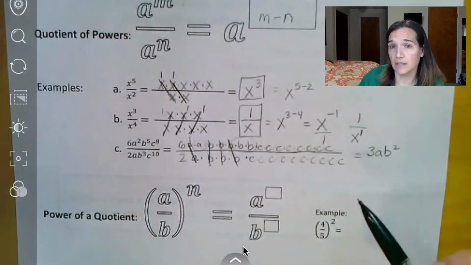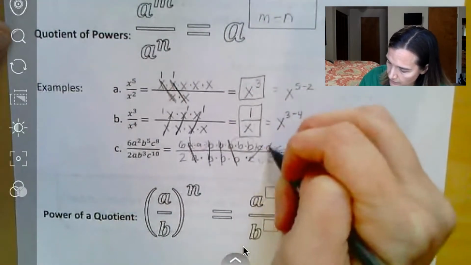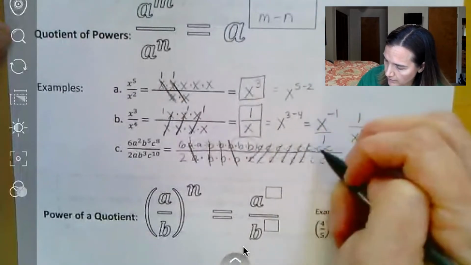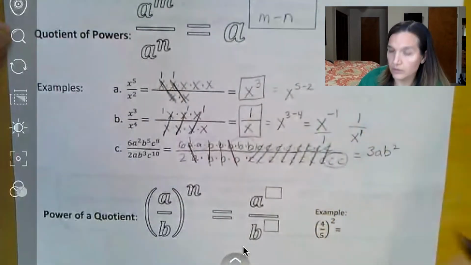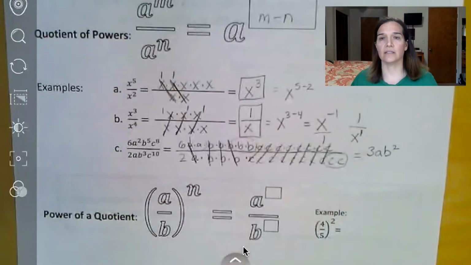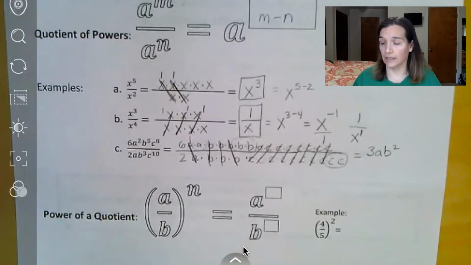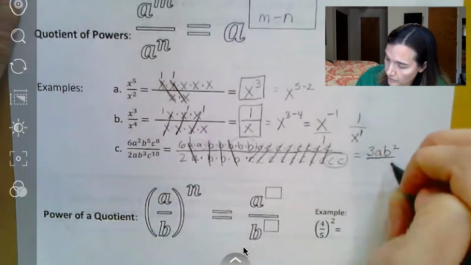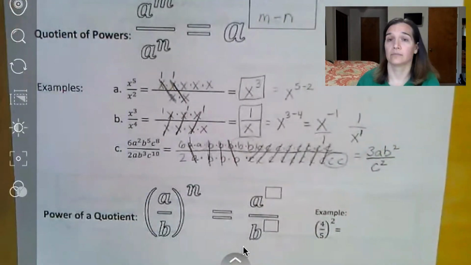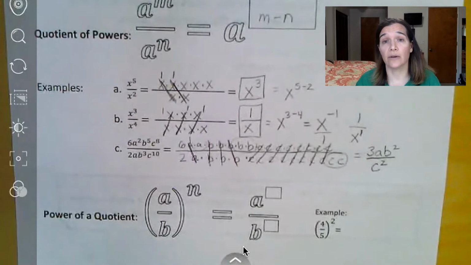And then for the c's, here we go. I'm going to cancel out the things equal to 1. Notice we're left with 2 of the c's left, c times c, and they're in the denominator. So that's where they remain. Notice that's a positive exponent down there.